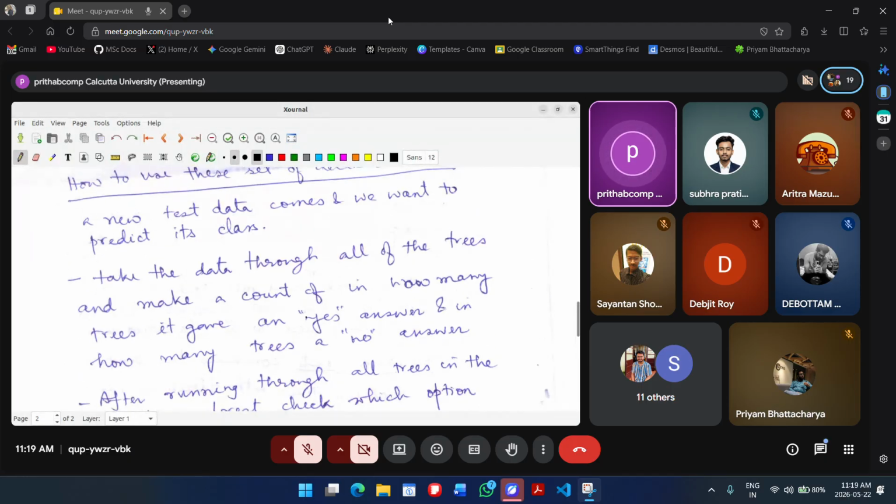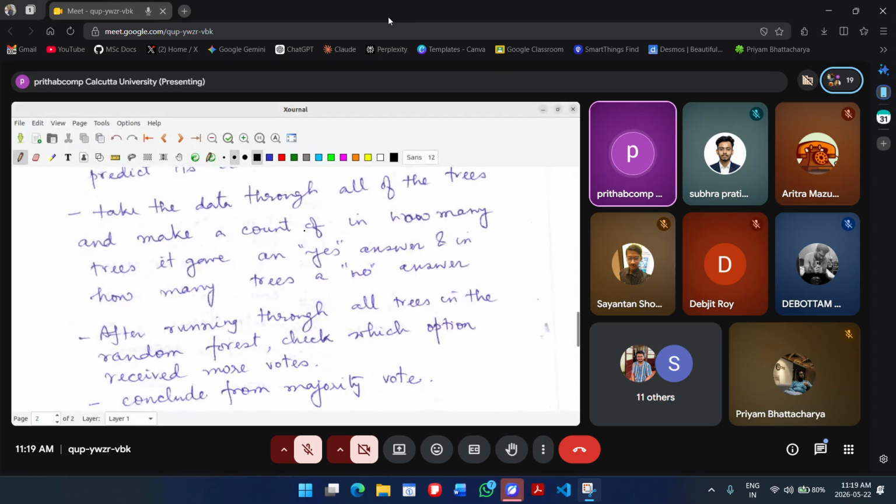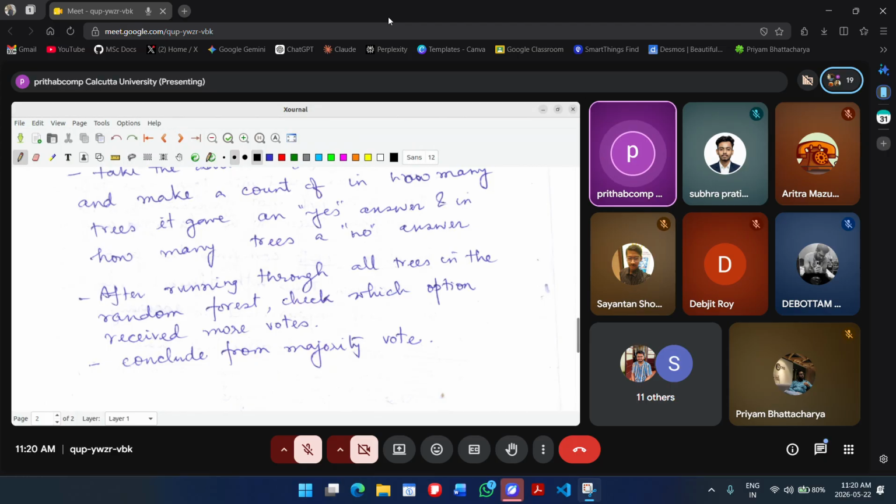So a new test data comes and we want to predict its class. Take the data through all of the trees and make a count of in how many trees it gave a yes answer and in how many trees it gave a no answer. After running through all trees in the random forest, check which option received more votes. You can conclude the class of that new data from this majority vote.